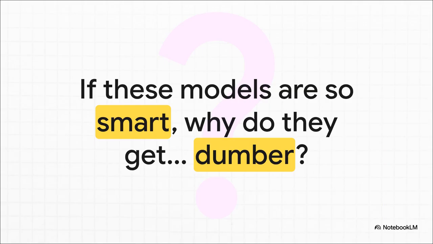And that brings us to the big puzzle, right? If these models are so incredibly powerful and intelligent, how is it that a model that was once at the top of its game can slowly lose its edge? Why do they start making mistakes?